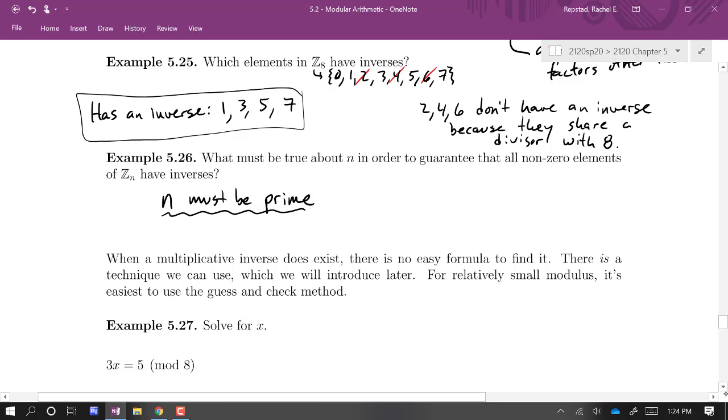When a multiplicative inverse does exist, there's not an easy formula to find it. There is a technique, and in fact, we're going to use that technique later on. When we're working with small enough values, we can find the inverse just by doing a little bit of guess and check. And often, for a small enough n in Zn, that ends up being probably the easiest way. Later on, we're going to work with really big values when we look at some public key encryption. And when that happens, we're going to go back and see how the extended Euclidean algorithm can help us find an inverse.